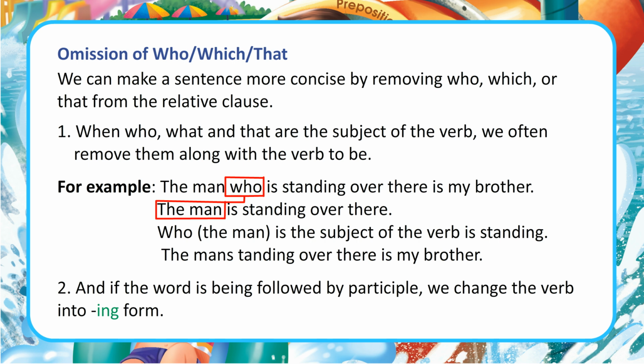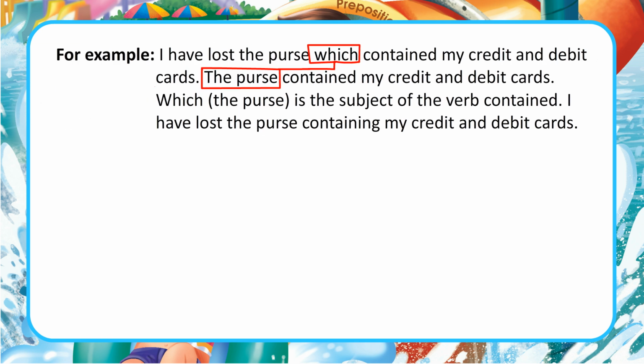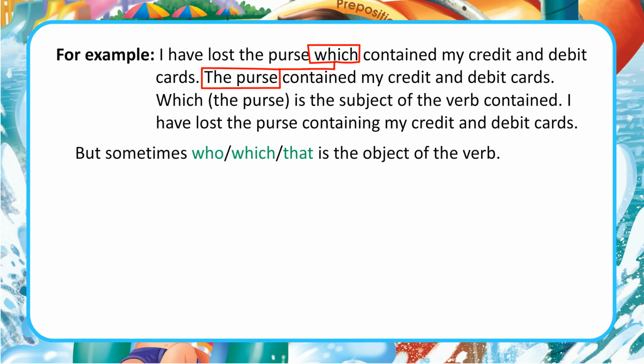2. And if the verb is followed by a participle, we change the verb into the ing form. For example, I have lost the purse which contained my credit and debit cards. The purse contained my credit and debit cards, so which, the purse, is the subject of the verb contained. I have lost the purse containing my credit and debit cards.